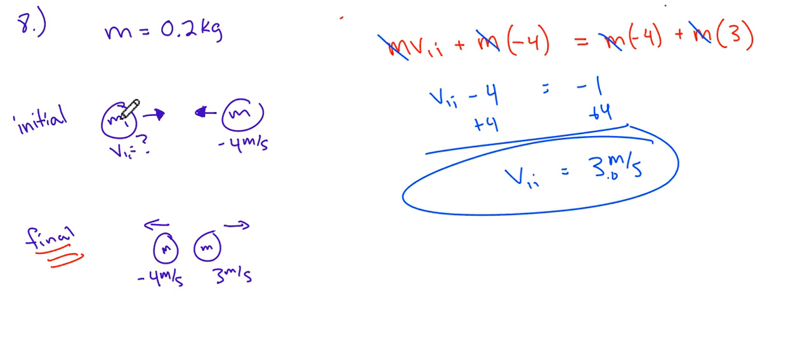So this is a much easier problem because they both have the same mass. If they had different masses, it would be a little tougher. But that's that.